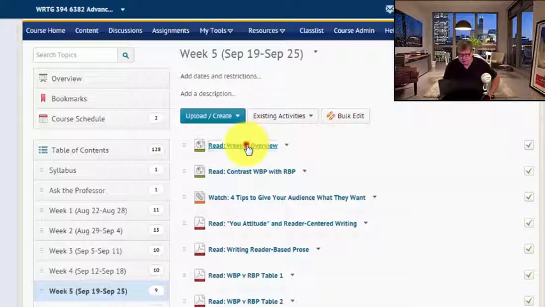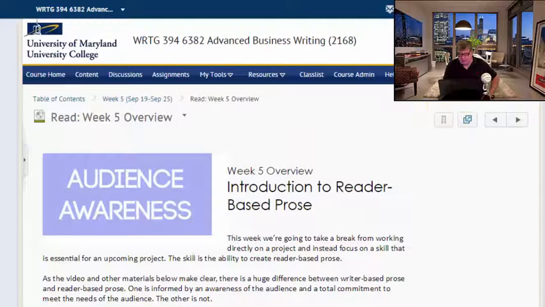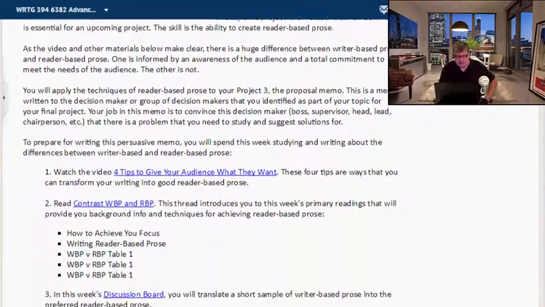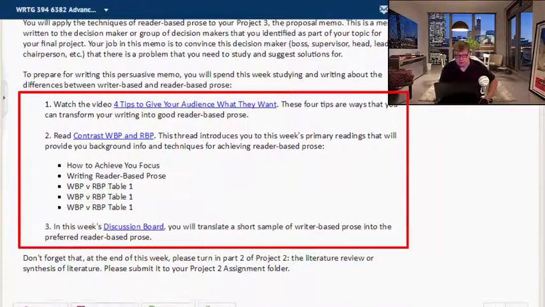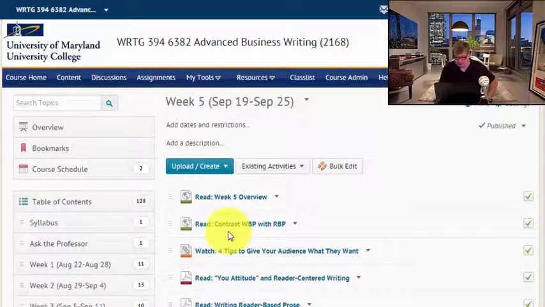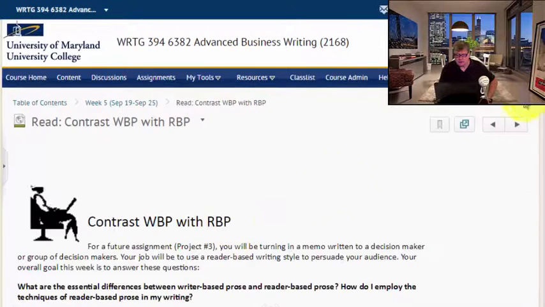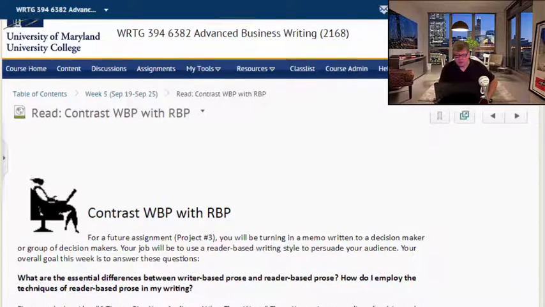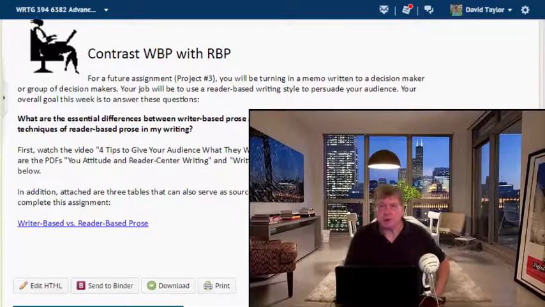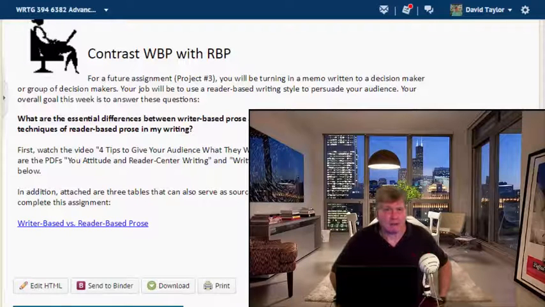You're going to begin, as usual, by reading the Week 5 overview, which is your introduction to reader-based prose, and it outlines the steps that you are to follow and why you are to follow them. So there's a good written overview for you. Let's take our breadcrumbs back and take a look at these individual steps. The first thing you're going to read is this document on contrast writer-based prose with reader-based prose. In other words, in your project number 3, you're going to be expected to write reader-based prose.